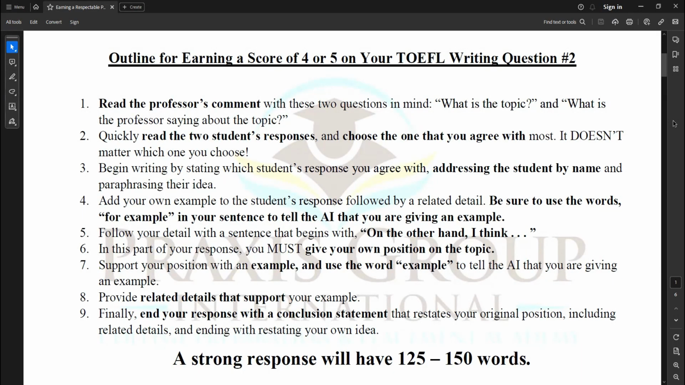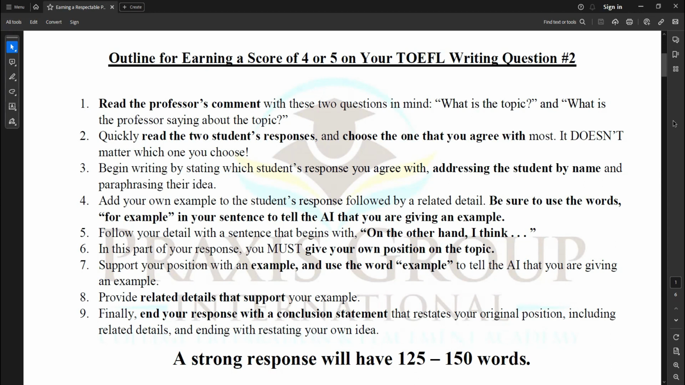Outline for earning a score of 4 or 5 on your TOEFL writing question number 2. Number 1, read the professor's comment with these 2 questions in mind: What is the topic and what is the professor saying about the topic? Number 2, quickly read the 2 students' responses and choose the one that you agree with most. It doesn't matter which one you choose.